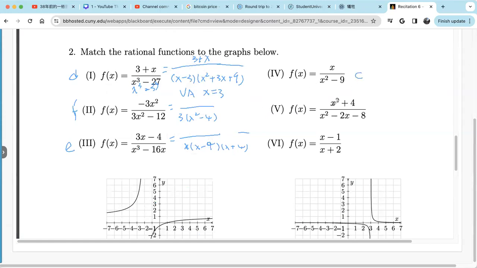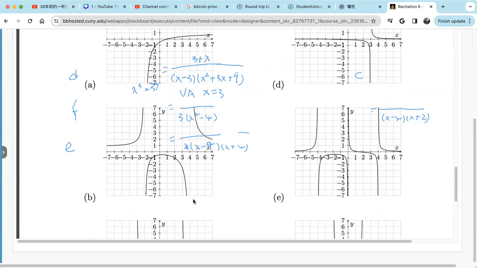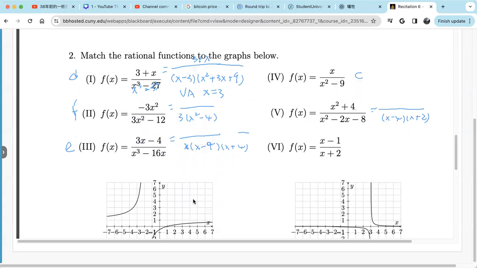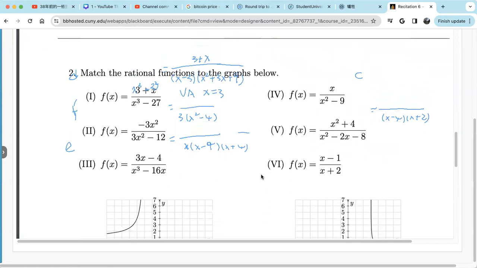So 4 is C. Now 5. The denominator can be factored as x minus 4 times x plus 2. So we need to find the vertical asymptotes of x equal to 2, x equal to 4, and x equal to negative 2. Yeah, negative 2 and 4. Right, this one, B. You see at x equal to negative 2, vertical asymptote, and at 4, vertical asymptote. So 5 is B.